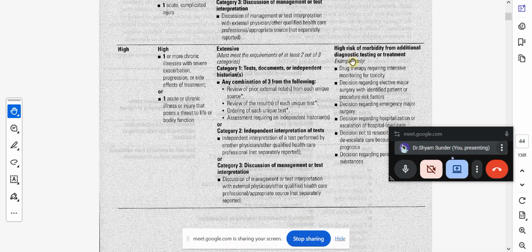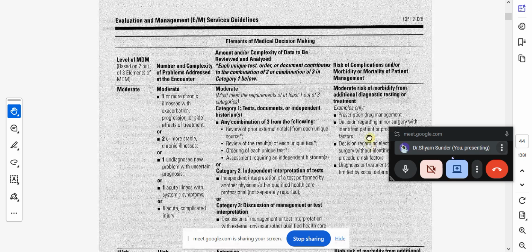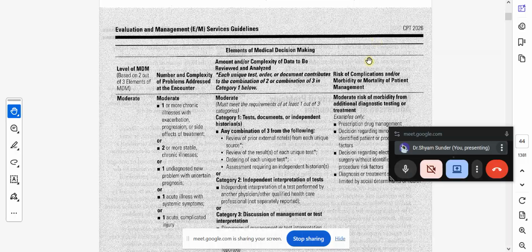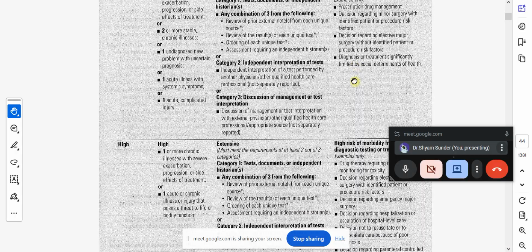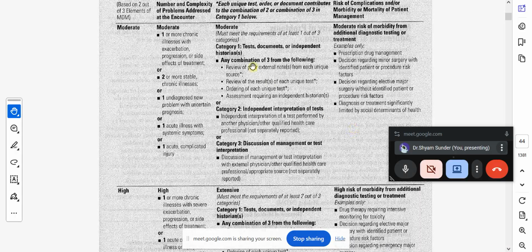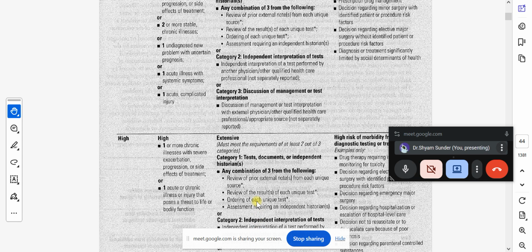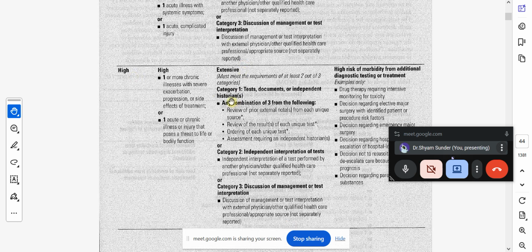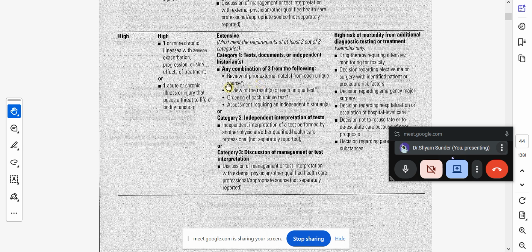That's important. Sir, for the data, like moderate and high, what are the differences here? Yes. In moderate, out of these three categories, you need only one out of three, at least one. But in high, you need two categories. Two categories must be met. Yes, that's the difference.